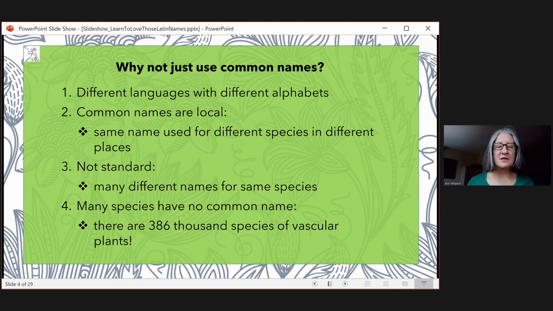And then also, this is a really important point, many plant species have no common name at all. So there are 386,000 species of vascular plants, and there just aren't any official common names. And there's no such thing as an official listing of common names. There are just many simple local lists of common names.